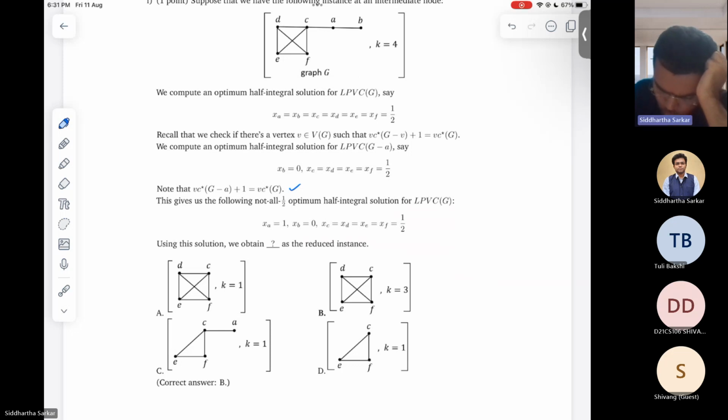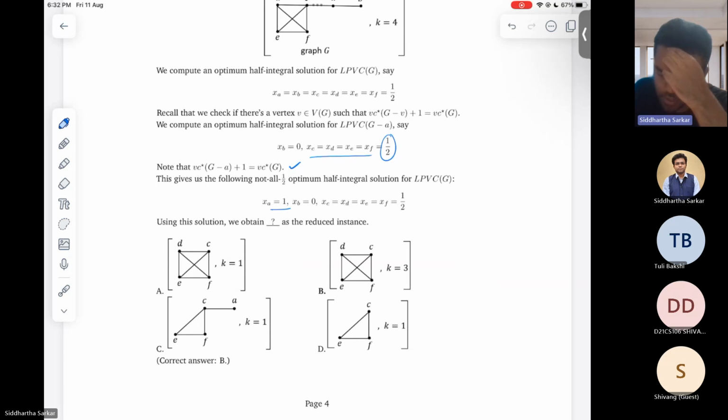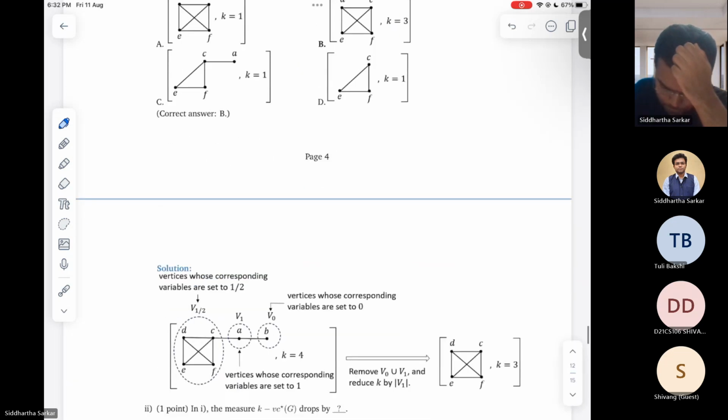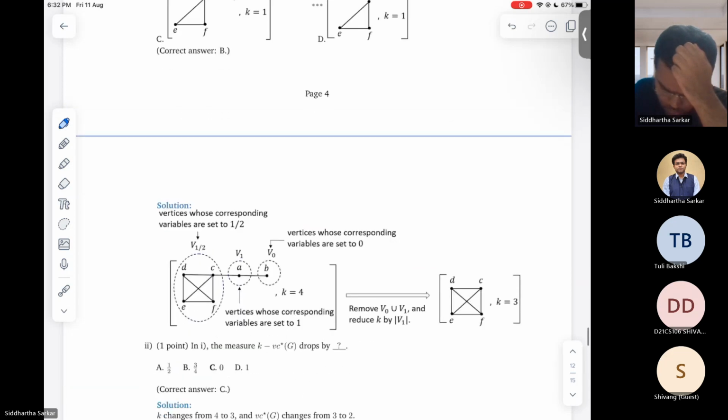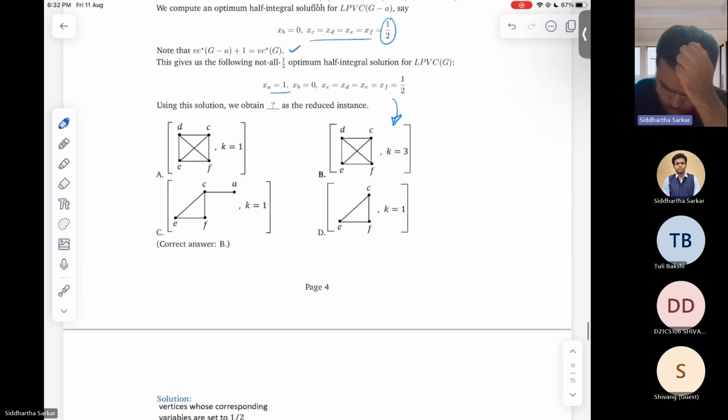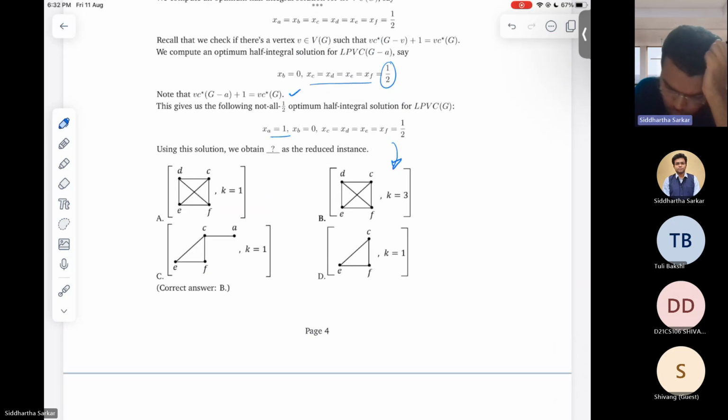But this gives us the following: not all half optimal. So there is another solution. In this solution, all the values are half. In that solution, there is a value of 1 also. Using this solution, they're asking what reduced instance will be obtained. That is the first question: which reduced instance will be obtained using this solution.